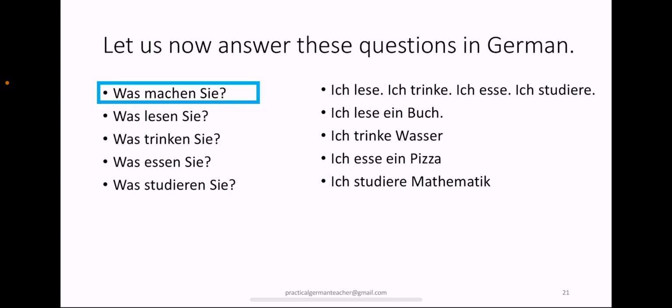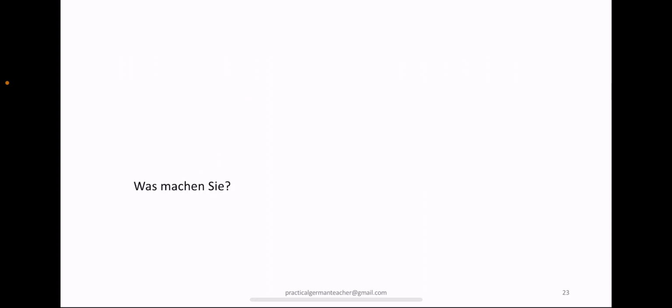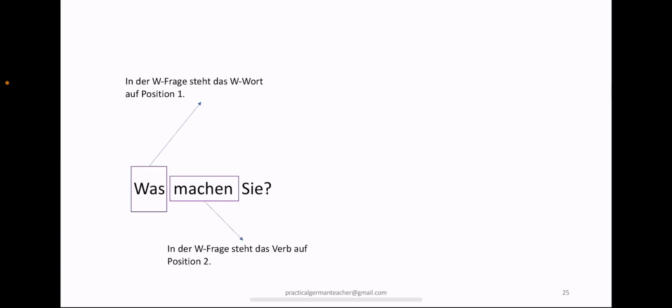Let's look at again, was machen Sie? Let's make it a little bit bigger. Okay, perfect. Here it's just what I told you, the grammar part. If you look at machen and the arrow going down, it says in der W-Frage steht das Verb auf Position 2. You don't need to remember this, but this is just telling you what I just said. So in a W question, W-Frage, the verb is at the second position.